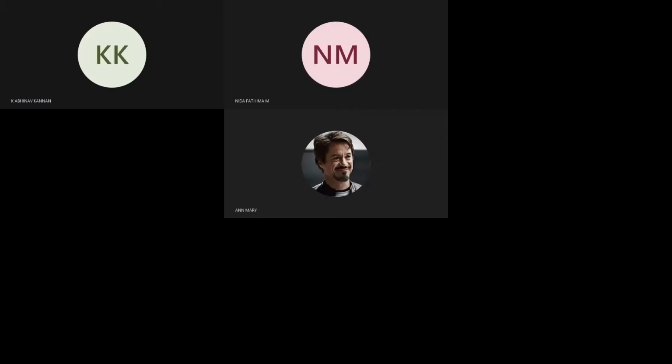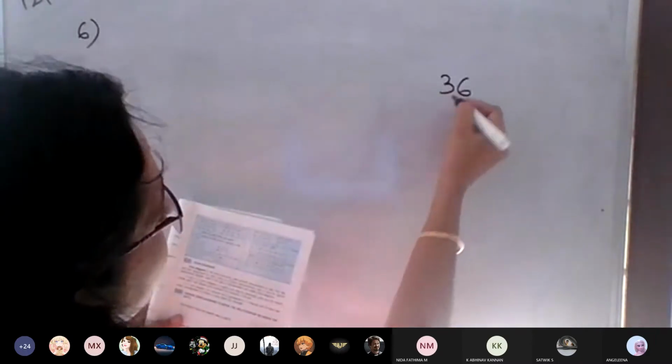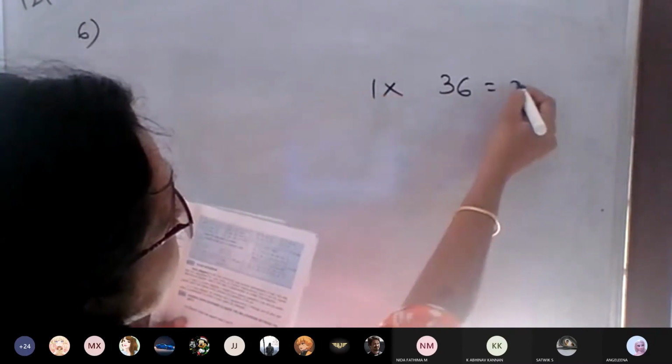Homework question. If P is equal to factors of 36 and Q is equal to factors of 48, find P union Q. Sixth one. So what are the factors of 36? 1 into 36 is 36.